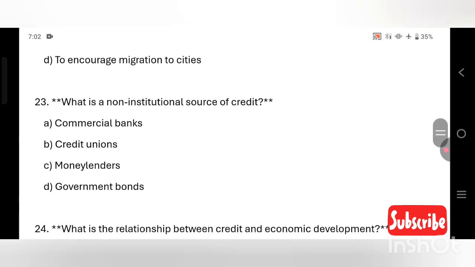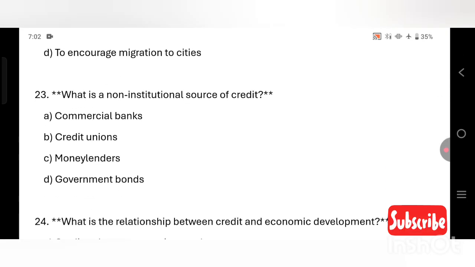Next question number 23. What is a non-institutional source of credit? Option A, commercial bank. Option B, credit unions. Option C, money lenders. Option D, government bonds. The correct answer is option C, money lenders.